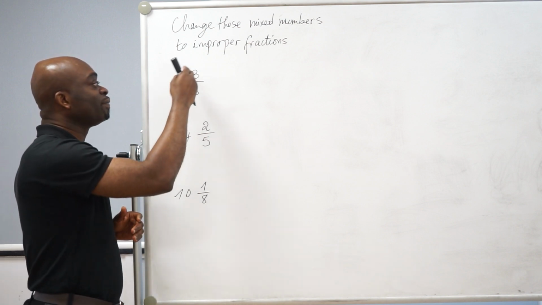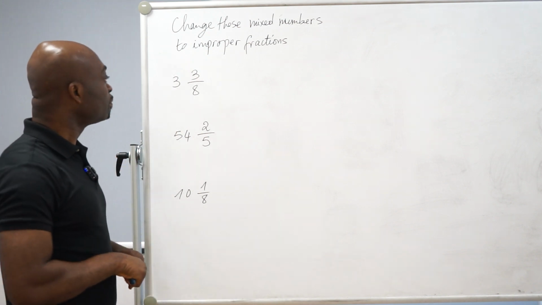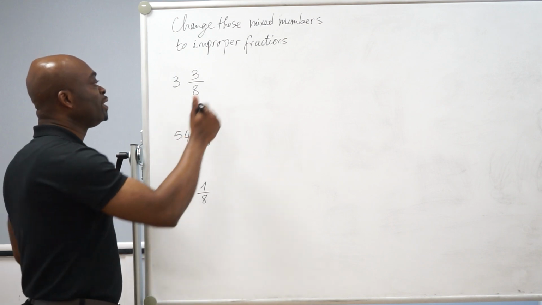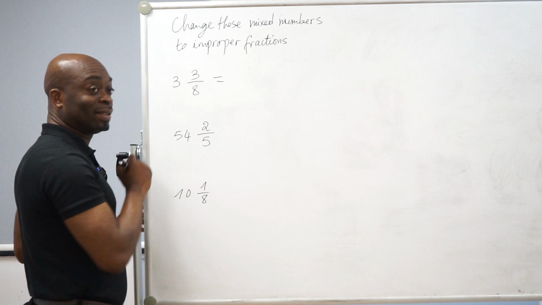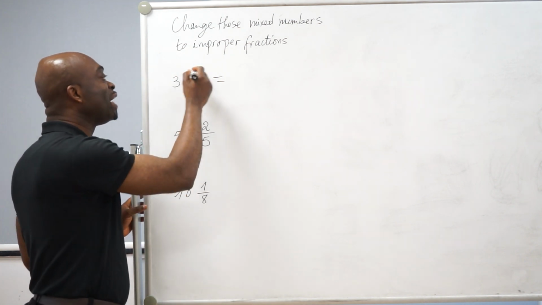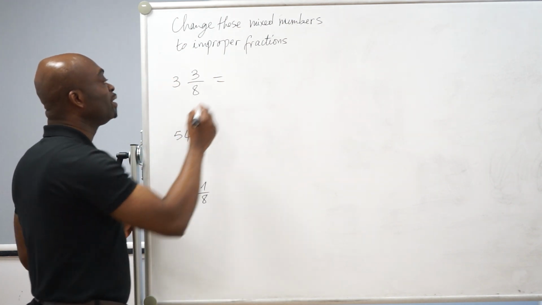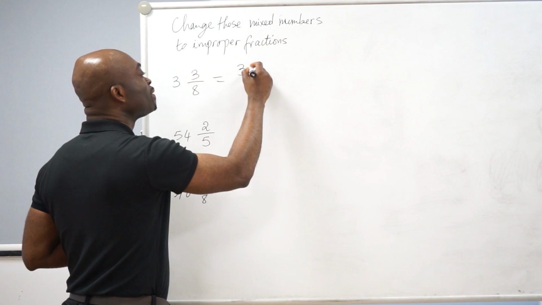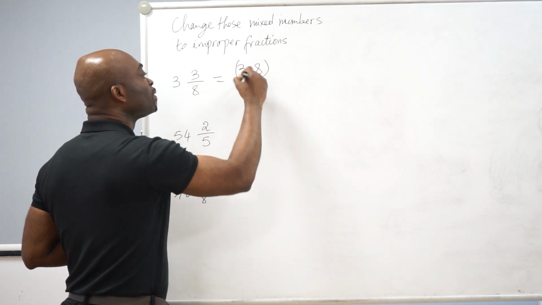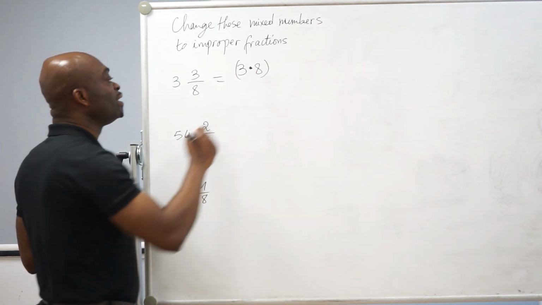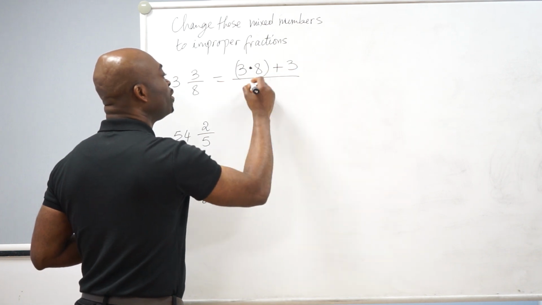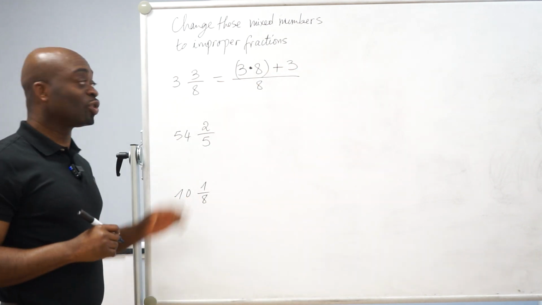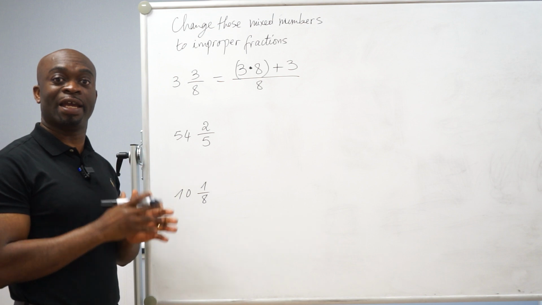So we have 3 and 3/8. And how we do that is by taking the whole number, multiply by the denominator, and whatever we get, we add to the numerator. That means what? 3 is multiplying 8. Put that in parentheses, and then whatever I get, I add the 3 to it over 8. So the denominator does not change, stays the same.